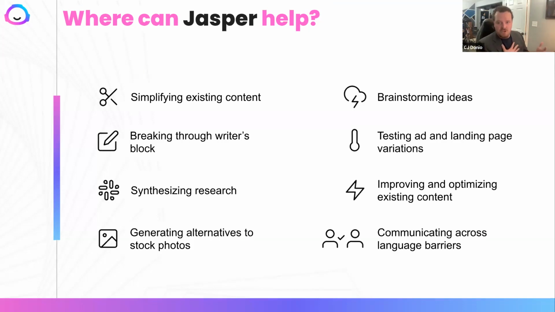You can also simplify existing content. So unfortunately, my writing style is very academic. That's just how it is. That's how I learned. So whenever I write, I like to pop it into Jasper and be like, please make this a little bit friendlier for people to read. I feel like mine is very boring, right?